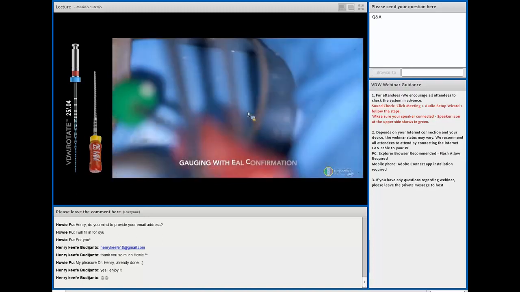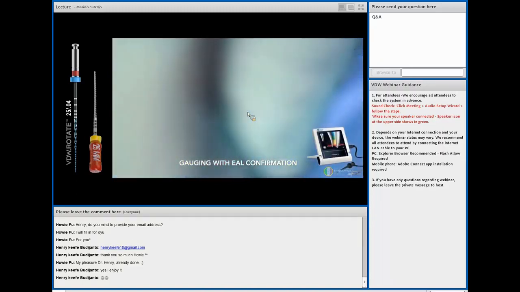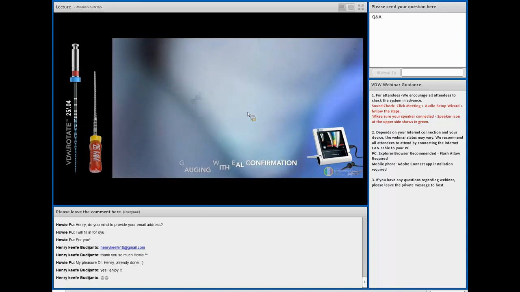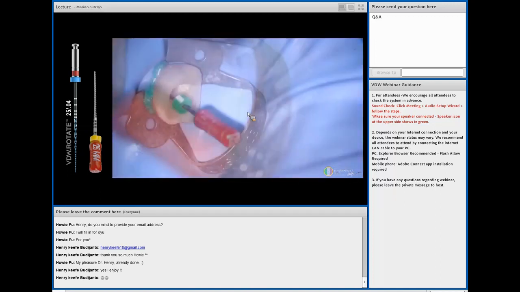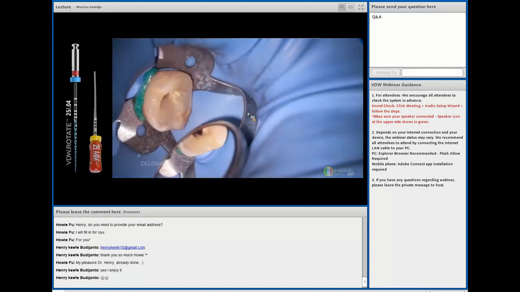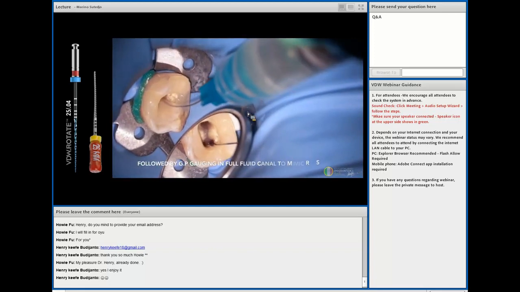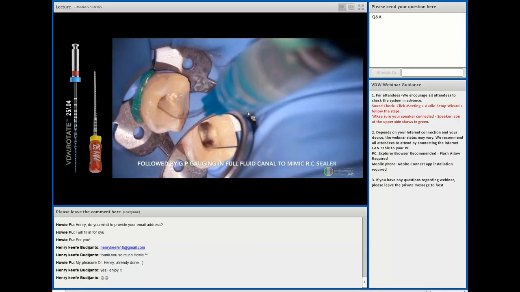I flex, and make sure you confirm with your apex locator. Do not push, just slowly. Sometimes I only tap my K-file in order to reach the working length. And once the confirmation of the working length is okay, make sure you check your rubber stop, and don't forget to fill your canal with fluid.